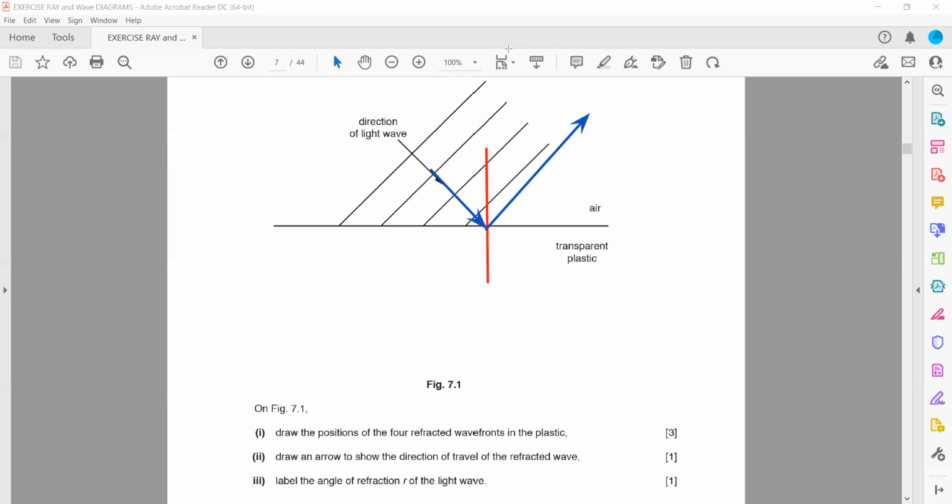And then drawing the wavefront. Wavefronts are always perpendicular to the direction of the wave. The blue arrow represents the direction of the wave. So wavefronts are always 90 degrees, or perpendicular. So this is how we draw the reflected wavefront and label with the letter R the angle of reflection. So this one is the angle of reflection. This is the direction in which the ray is going, and these are the reflected wavefronts.